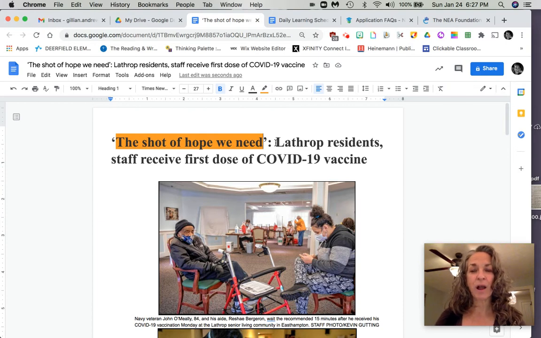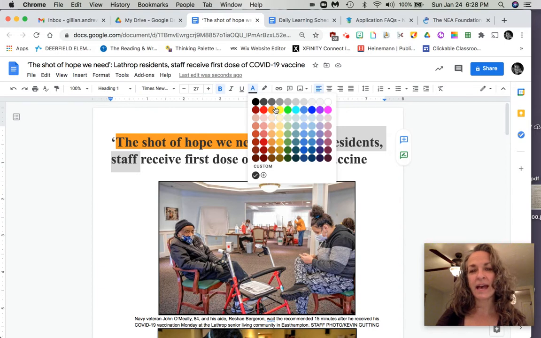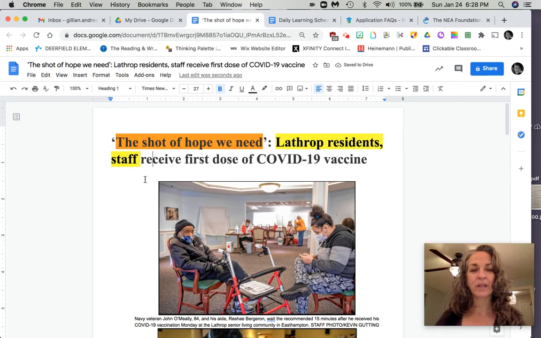It says Lathrop residents, staff receive first dose of COVID-19 vaccine. So again, I'm thinking about who, what, when, where, and I'm thinking, all right, here, Lathrop residents and the staff, that's the who. So I am going to take the who, that's the Lathrop residents and the staff, and I'm going to highlight those in yellow. Okay. Whoops. I'm not going to make the text bright yellow. Okay. And I'm going to keep reading.